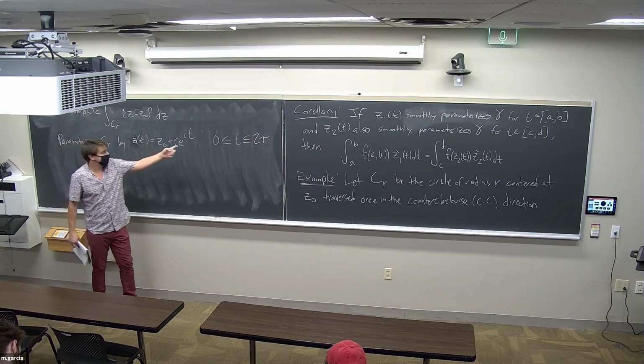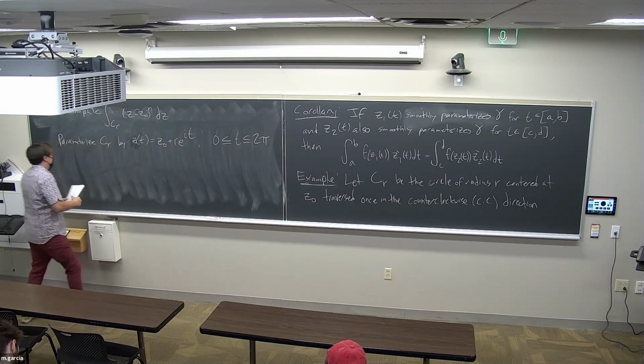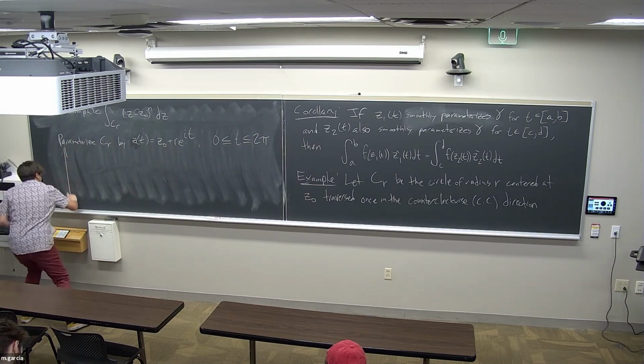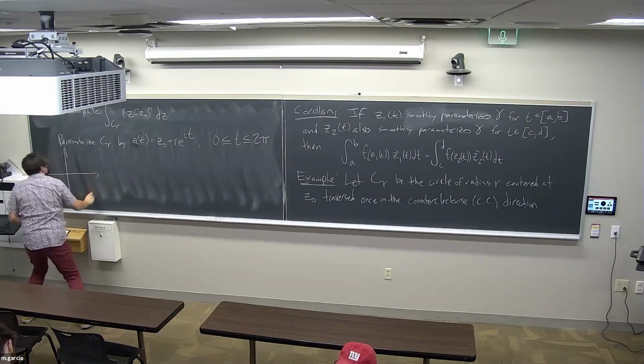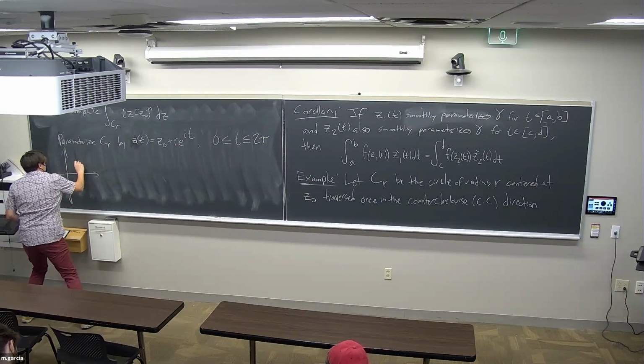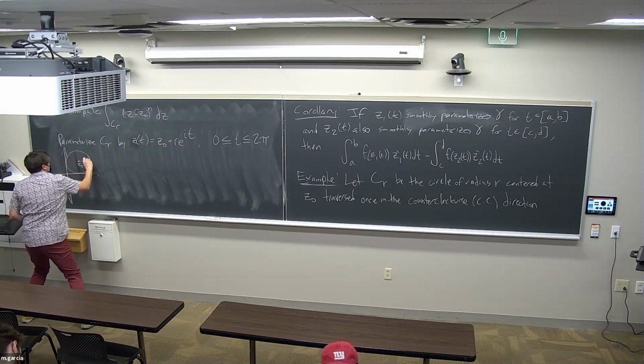Okay, great, thank you. Right, so, of course, convince yourself of this by just plugging in some values of t here, and see that this actually gives you a circle of radius r centered at z naught.